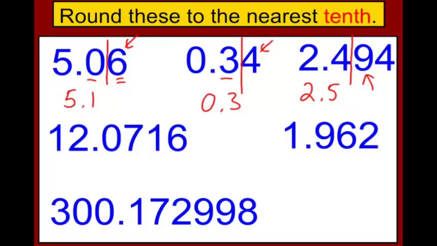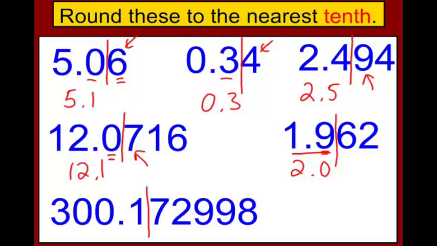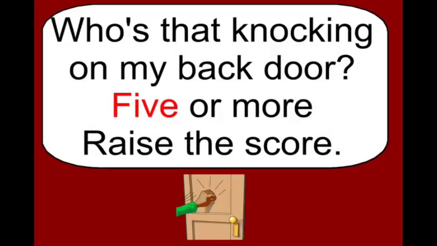If I was rounding this number to the nearest tenth, put my door up after the tenth, the 7 is knocking at the door, so this would round to 12.1. This one, the 6 is knocking at the door, and this is a 9. Actually, the way I do this, I think of this as 19, so 1 more than 19 is 20. This would round to 2.0, or just 2. And if I were doing this one, rounding it to the nearest tenth, let me put up my door. 7's knocking at the door, so this is going to raise up. This would be 300.2, 302/10.